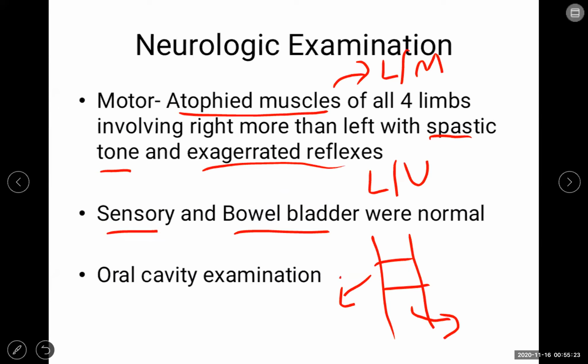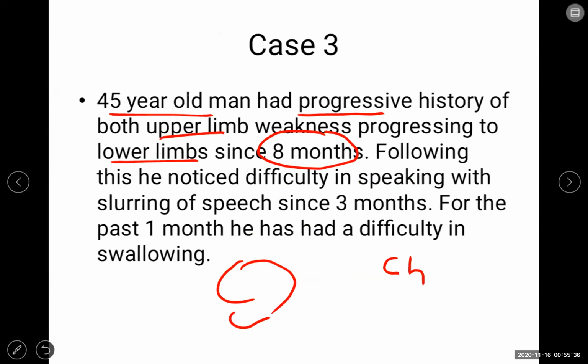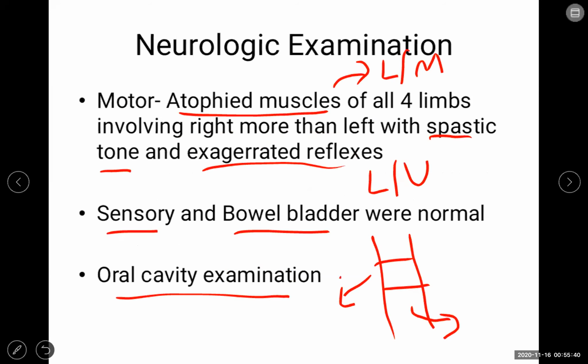In the oral cavity examination, you would see tongue fasciculation in this patient. This is a rare neurological disorder where you see the combination of UMN and LMN features. Using this pattern, we were able to narrow down what could and could not be the differential diagnosis. It was a combination of UMN and LMN, it had involvement of cranial nerves, and it had a chronic duration.